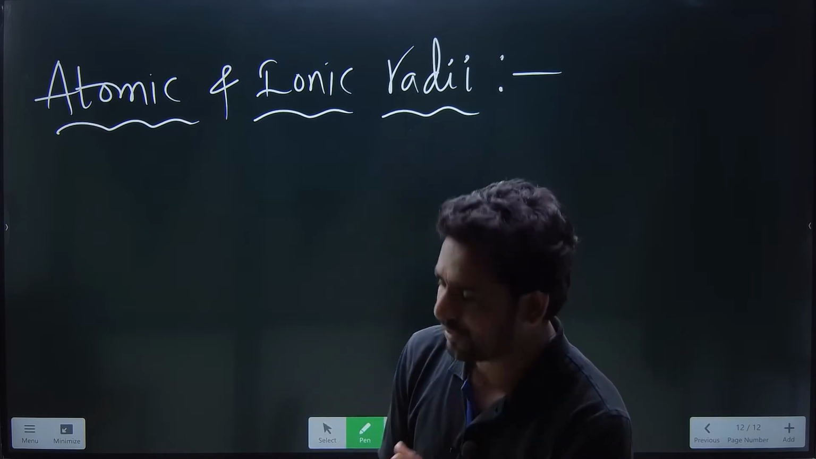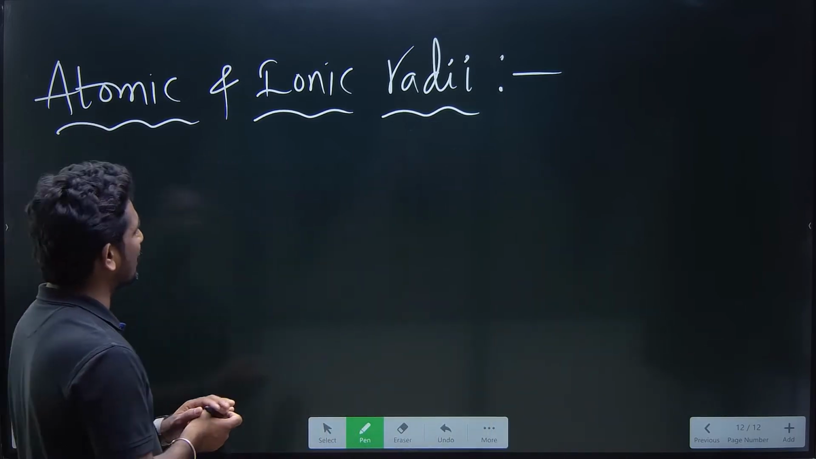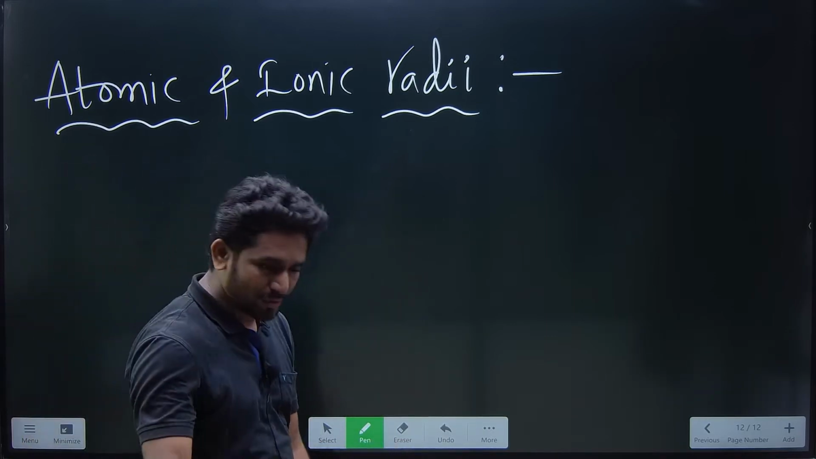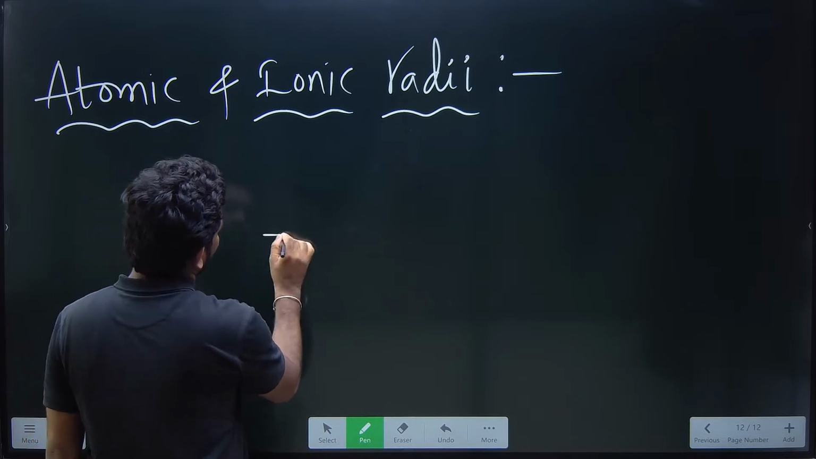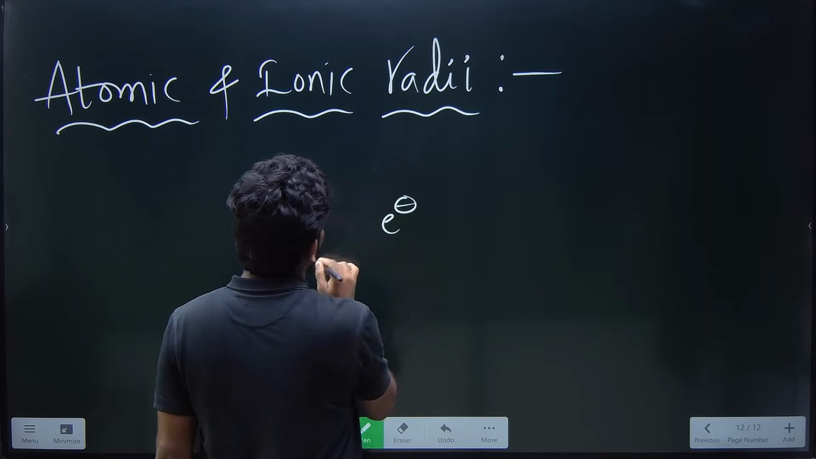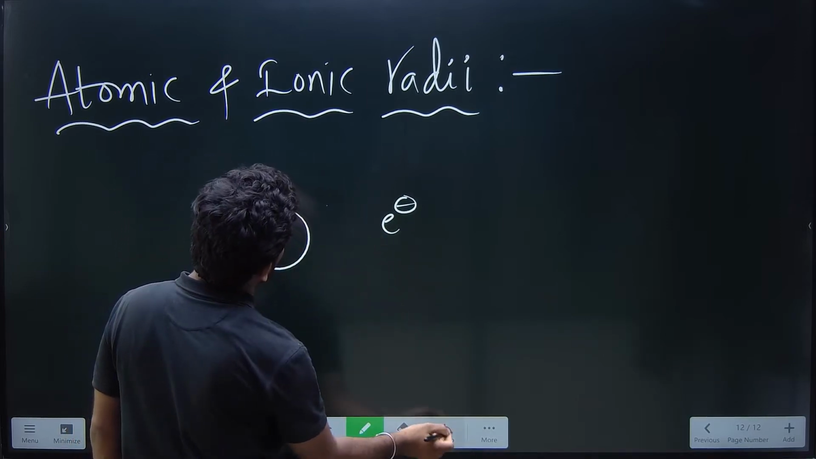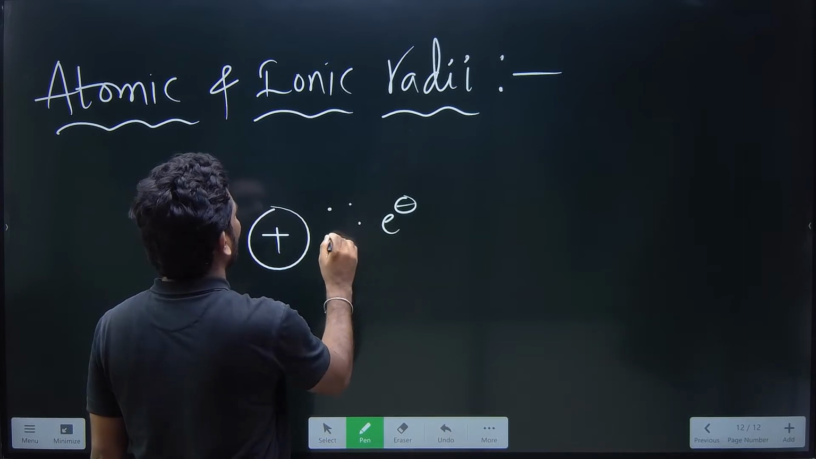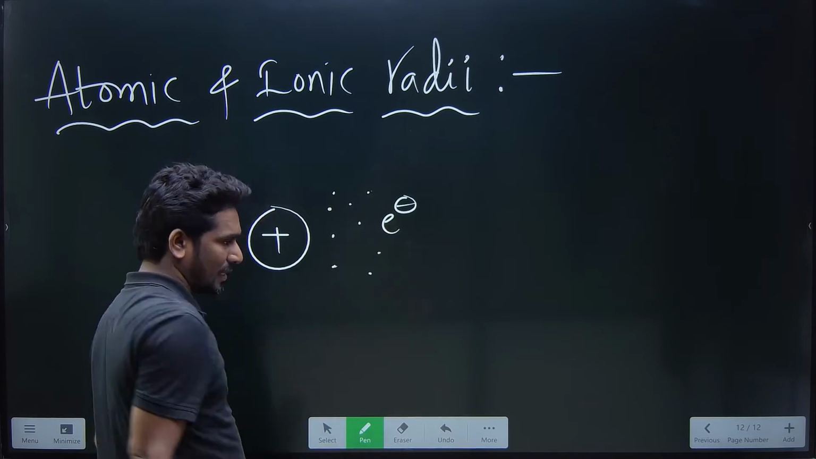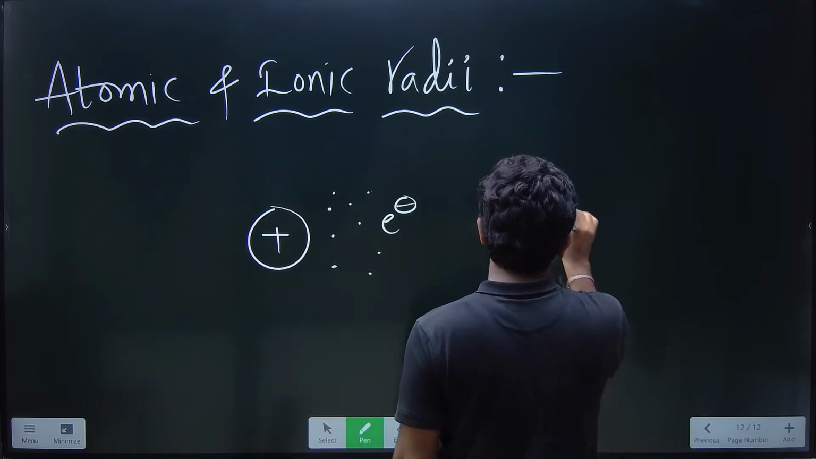Before we discuss atomic radii and ionic radii, I'm going to tell you one important concept, that is effective nuclear charge as well as screening effect. Look here. Suppose there is a nucleus like this, and there is an outermost electron here. Suppose there are very few inner electrons inside. Then there is one more case, case 2.